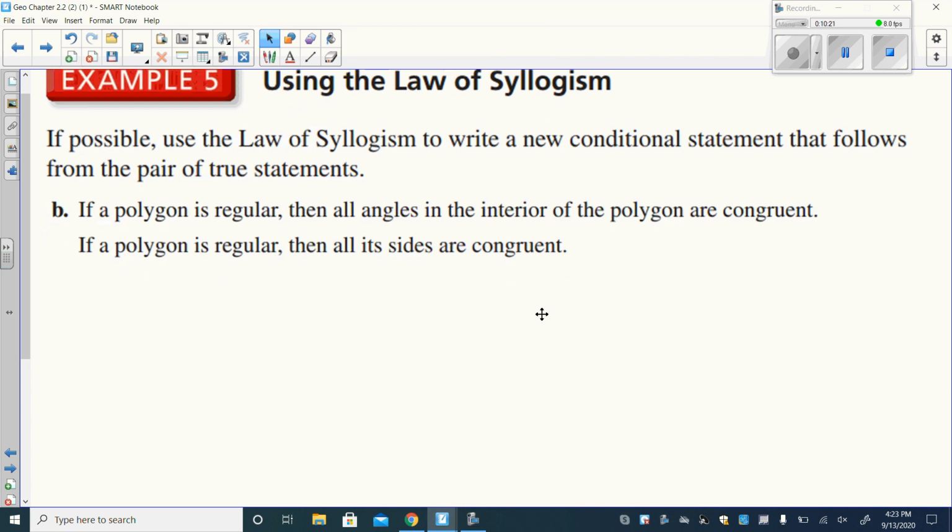So let's look at this one here. If a polygon is regular, then all angles in the interior of the polygon are congruent. If a polygon is regular, then all its sides are congruent.